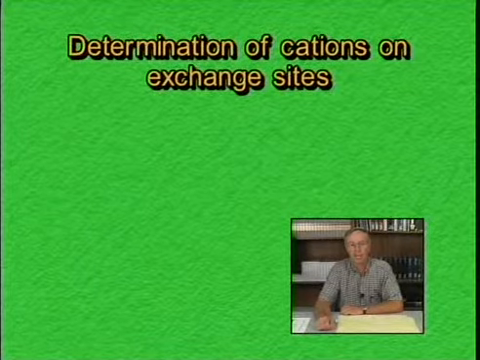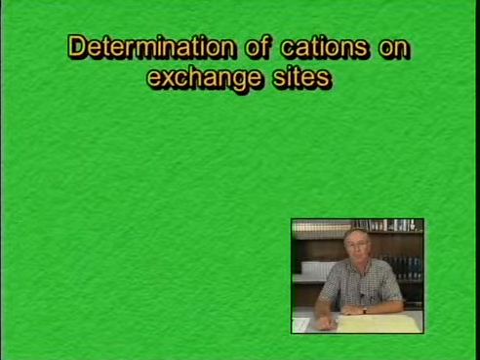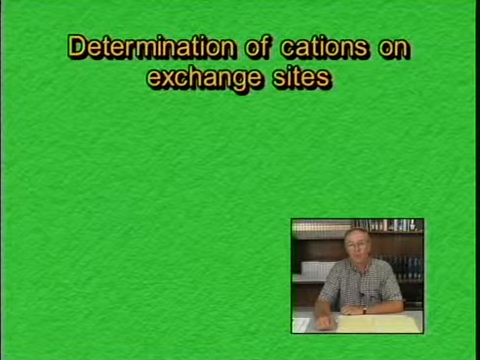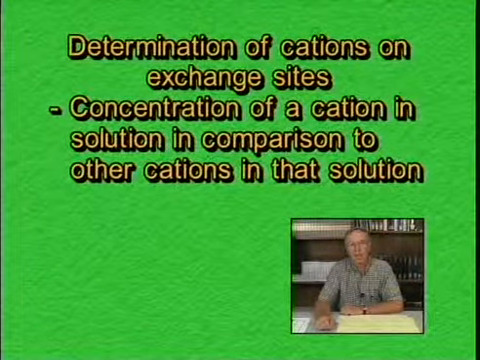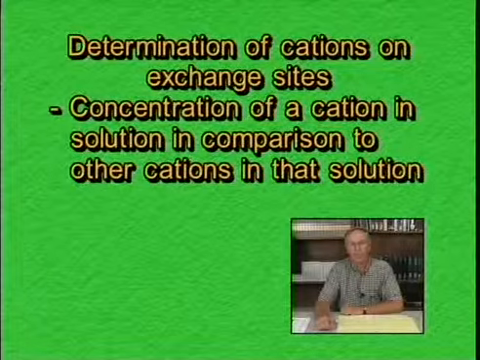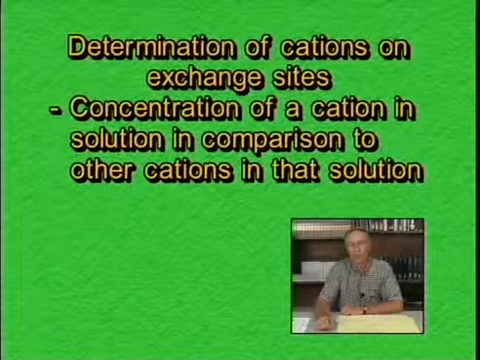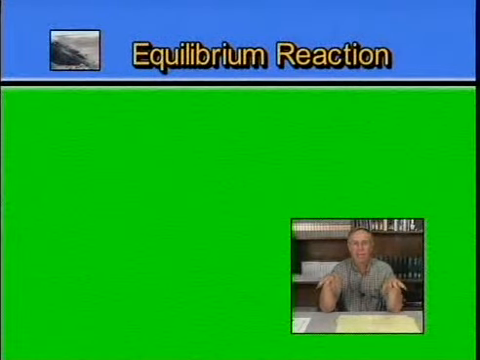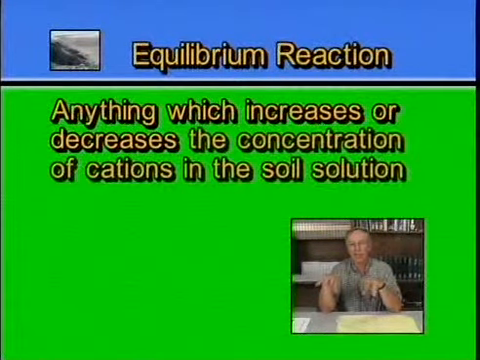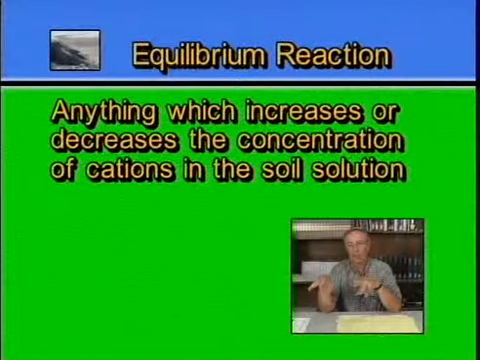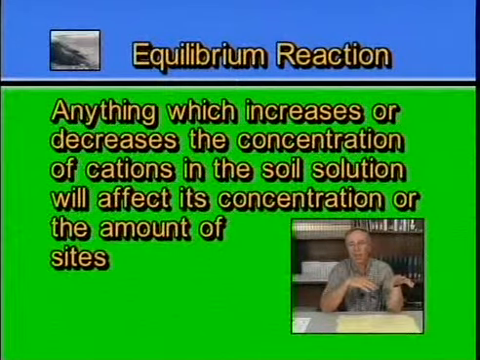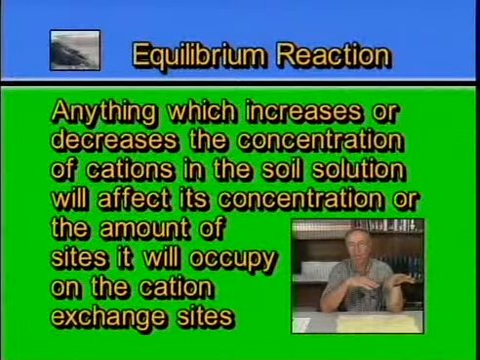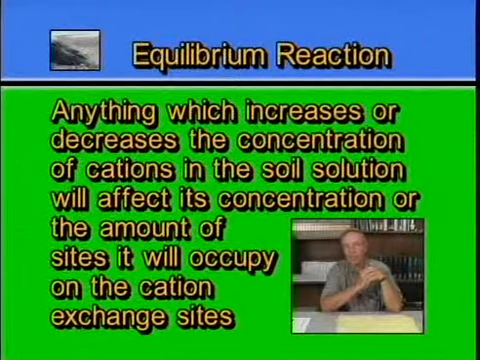In addition to the absorption affinity series, there are two other things that will determine the concentration of a particular cation on the exchange sites in the soil. One of those is going to be the concentration of that cation in solution in comparison to all other cations in the soil solution. In other words, it goes back to that equilibrium reaction that I talked about earlier. Anything which increases or decreases the concentration of a cation in the soil solution will affect its concentration or the amount of sites that it will occupy on the cation exchange sites.